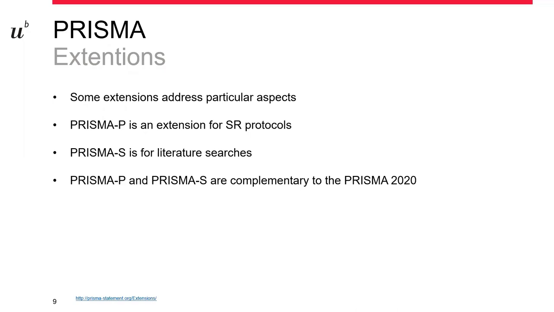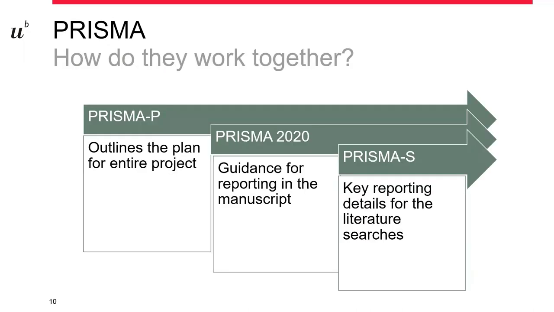And the PRISMA-S, this is guidance for the literature search, because of course you need to be transparent in your searching methods. And all of the extensions, they complement each other. And so the PRISMA-P along with the PRISMA-S work well with the 2020 statement. And so how do they work together? So as I said, the PRISMA-P, right, this kind of outlines the plan for the entire project, right? What is your research question?